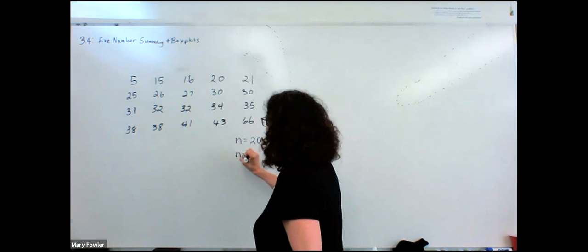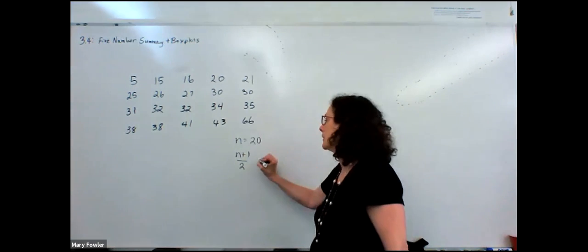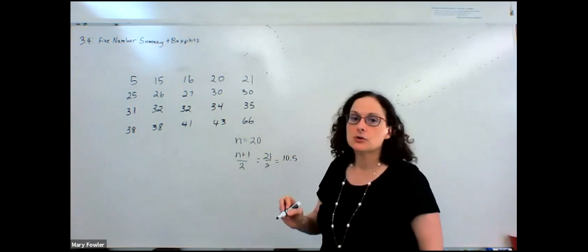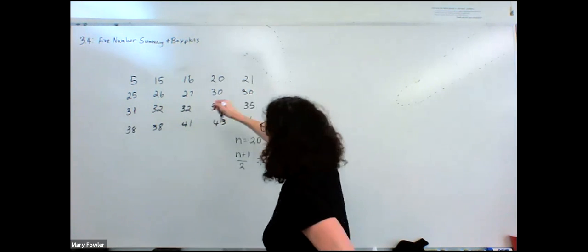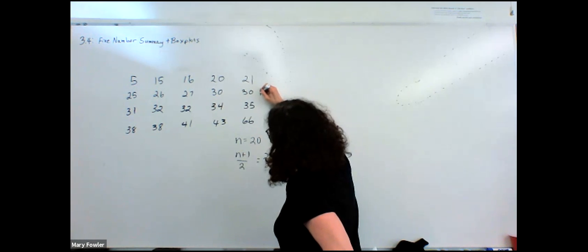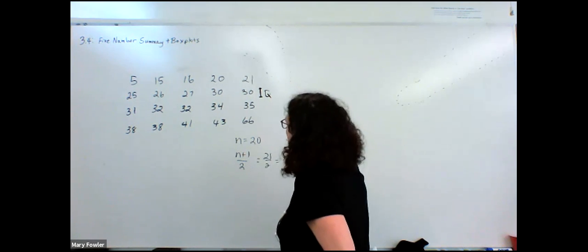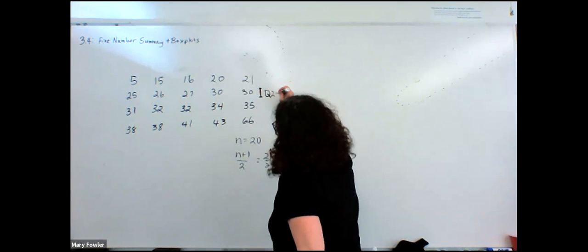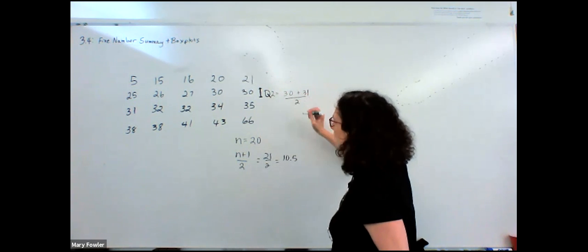N equals 20. The location of the median is in location n plus 1 over 2. So that's 21 over 2, or 10.5. But if you think about it, this is your 10th data point, and that's your 11th data point. So right over here, right? That's the location of Q2, your median. So breaking the noodle into 2 equal pieces, we have Q2 is equal to 30 plus 31 divided by 2.